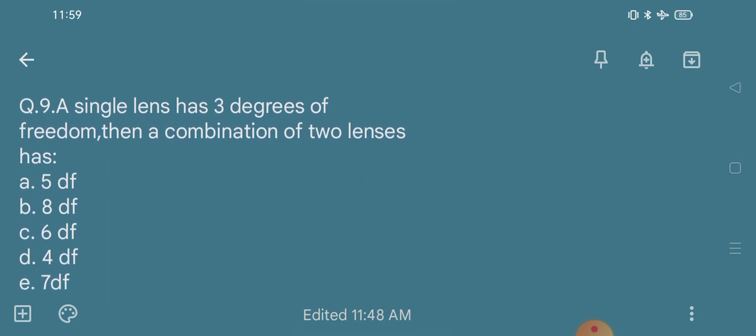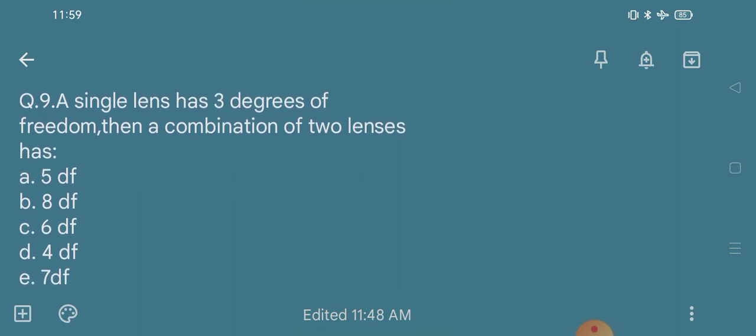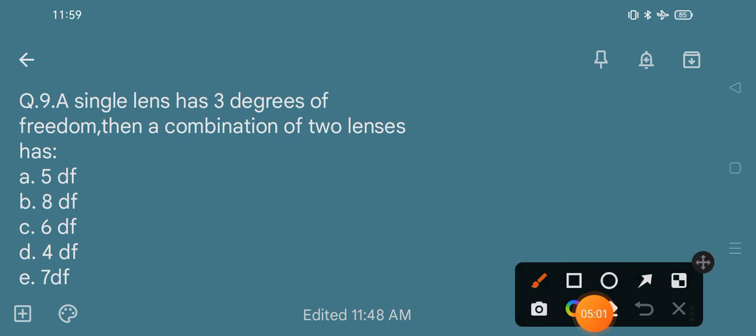Question number 9. A single lens has 3 degrees of freedom, how many more than a combination of two lenses has? Option A 5df, option B 8df, option C 6df, option D 4df, option E 7df. The correct option is option E, that is 7df.